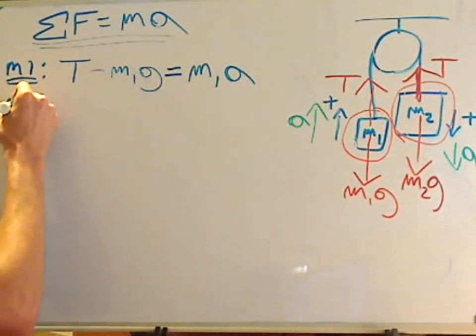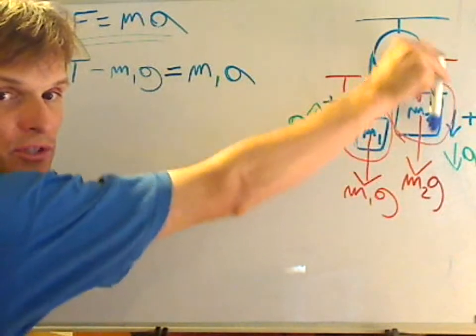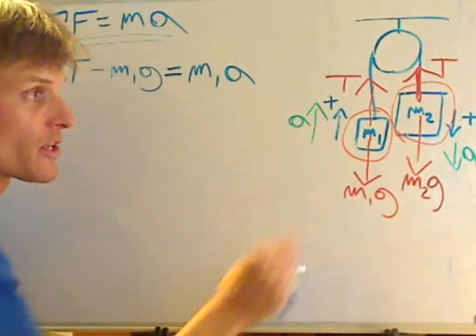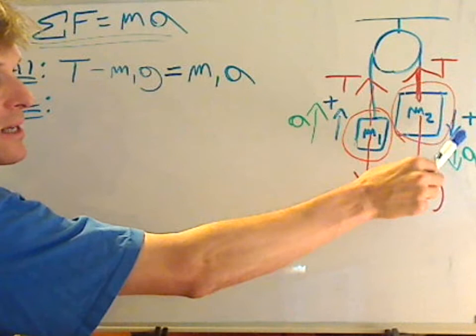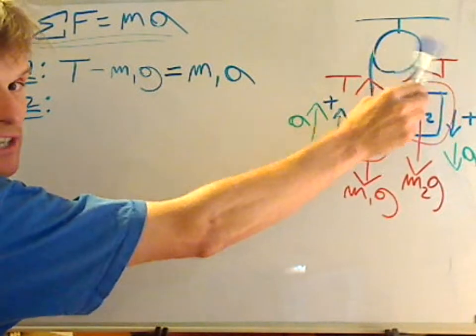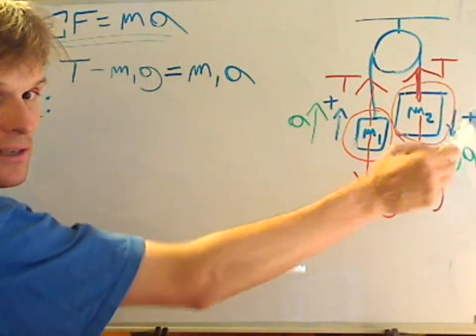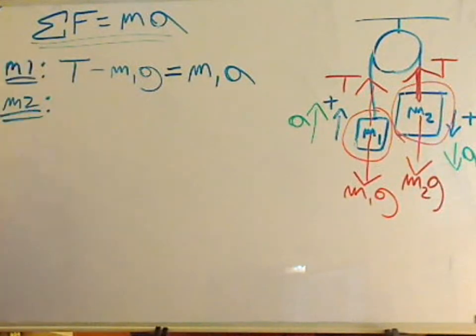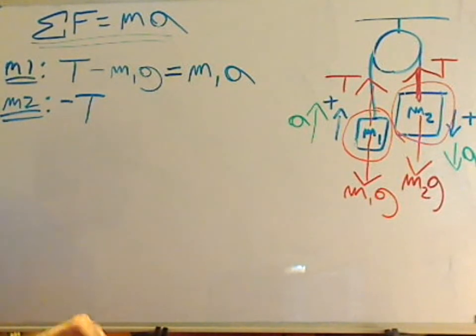Now, doing the same for M2, first of all, remember for M2, downward is our positive direction. Okay? So therefore, we have our tension, which is pulling up. It's in the negative direction because we've defined downward as positive. Downward is the direction of acceleration. So that's a negative tension in our net force. So it's negative T.